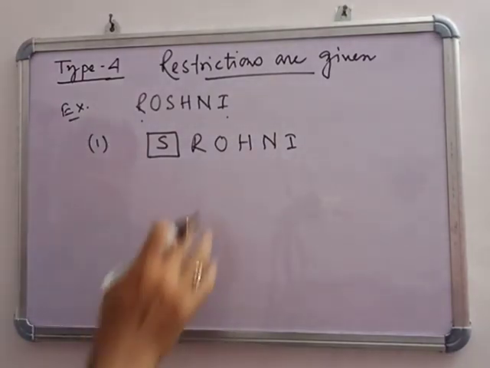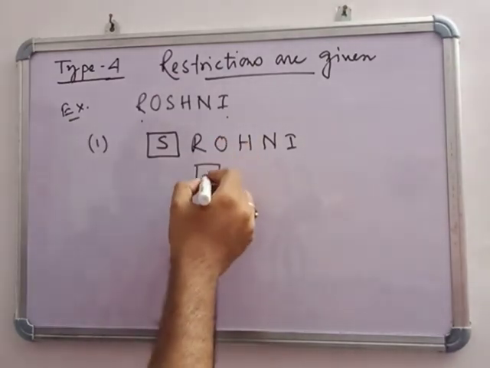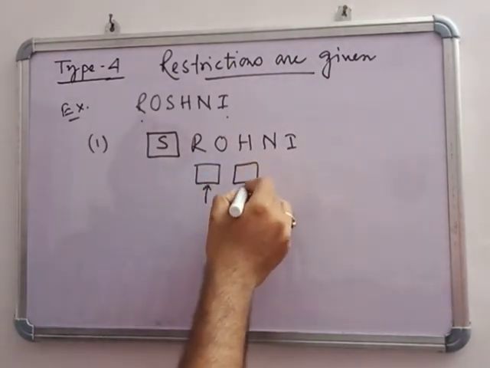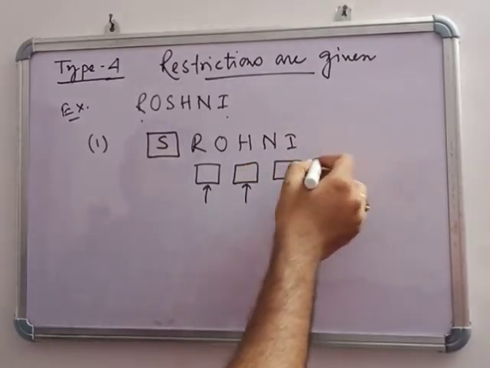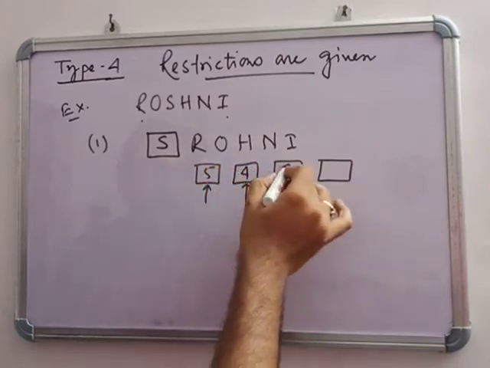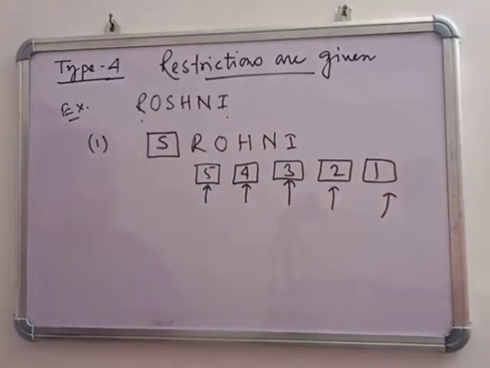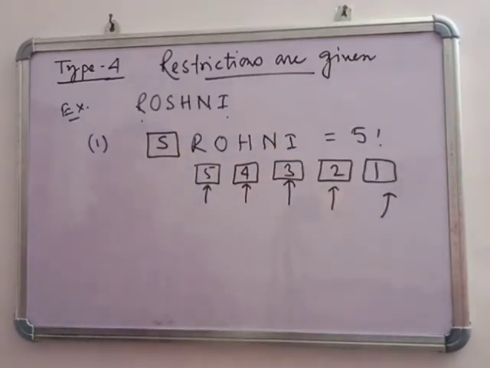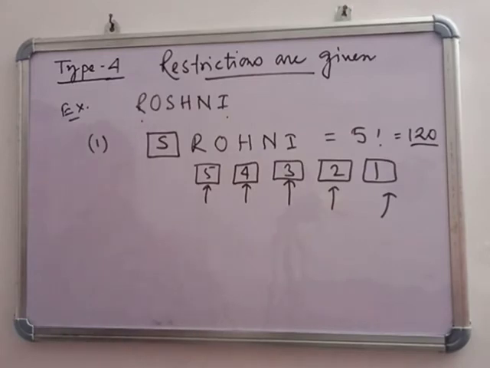How many arrangements are there? By the multiplication principle, for the fifth place you can put any of 5 letters, then 4, then 3, then 2, then 1. If we multiply, we get the answer. That means 5 factorial, so 5 factorial is 120. So 120 is the answer.